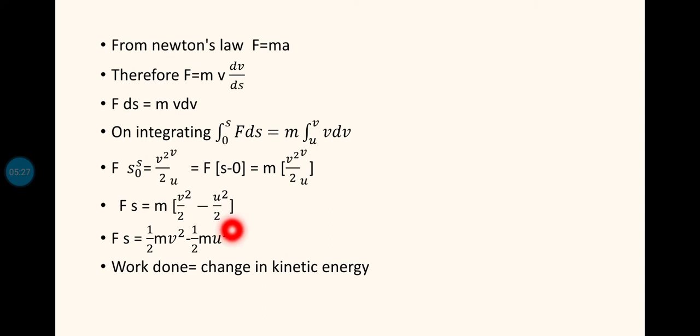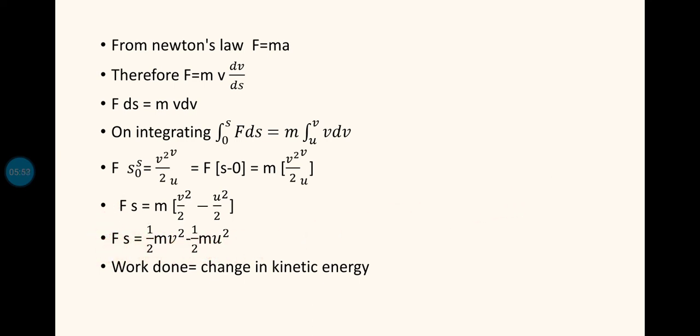So F into s equal to half into, if m is taken inside, half into m into v square minus half into m into u square. As I already told, half mv square is the kinetic energy, so this is the final kinetic energy and this one is the initial kinetic energy. So in total it is the change in kinetic energy. That is what the work energy principle says. This left side, it is F into s, force into displacement, that is nothing but work done. So work done equal to change in kinetic energy.